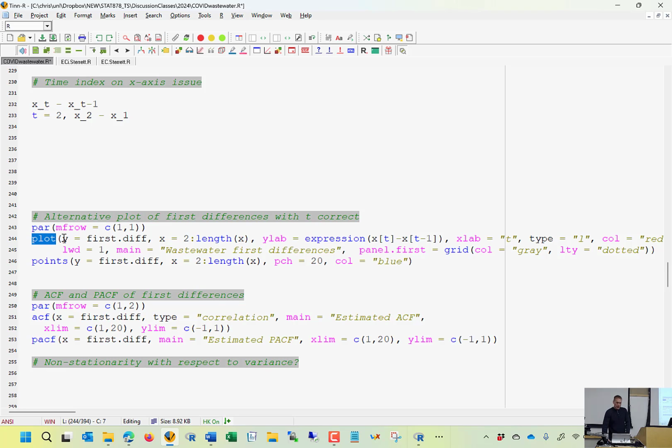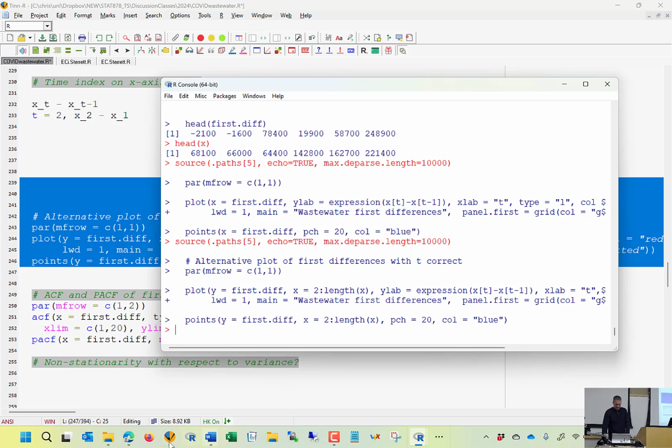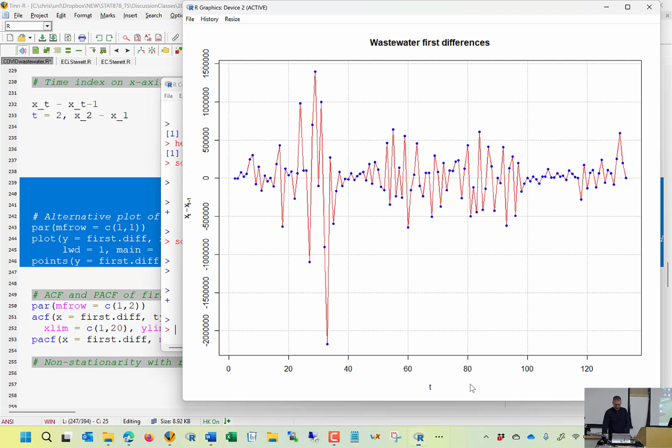Now you have to use the y argument for the first differences, and then for your x argument, you say 2 to the length of x. So I get n essentially. And this is what we get in the end. And guess what? The plot looks very, very similar to what we had before, except for this point here is just a little bit to the right of the previous point.